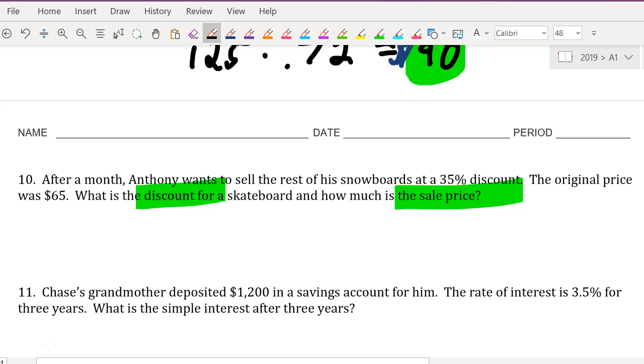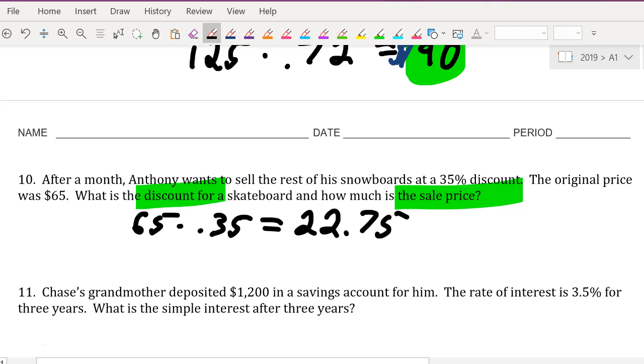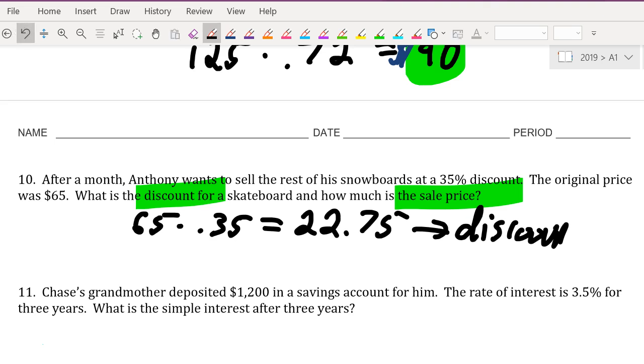Yes. So for the discount, you have to do 65 times 0.35, and that equals 22.75. So $22.75. That is the discount. Okay, and then 65 times what for the entire thing? Or you could add that to the original. Let's just add it. That's easier.